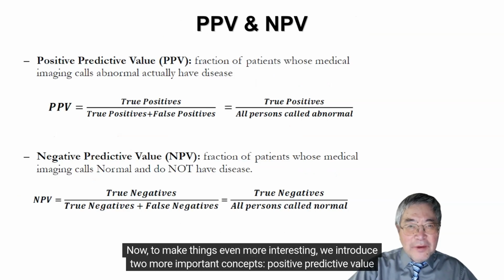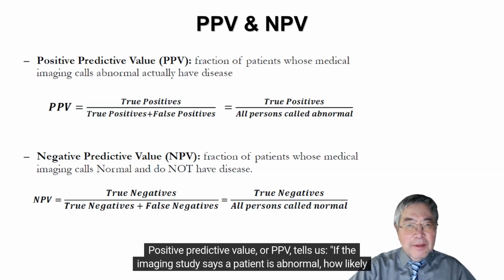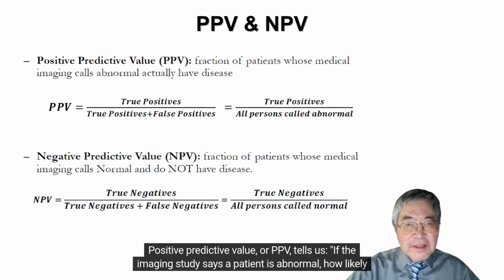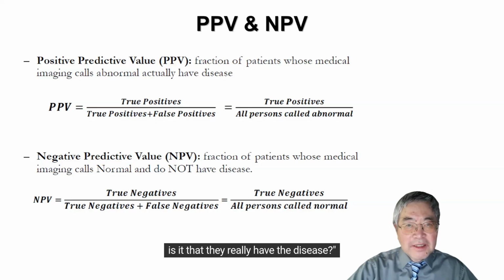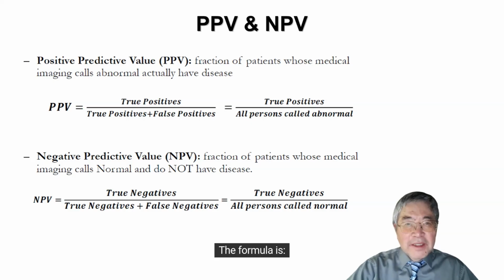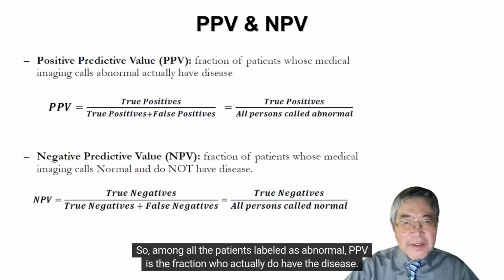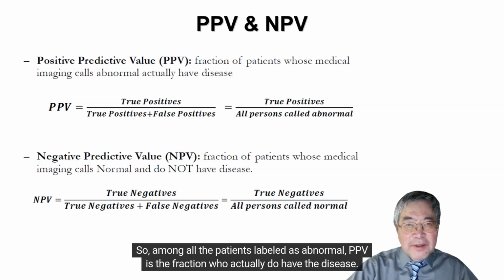Now, to make things even more interesting, we introduce two more important concepts: positive predictive value, PPV, and negative predictive value, NPV. Positive predictive value, or PPV, tells us if the imaging study says a patient is abnormal, how likely is it that they really have the disease? The formula is PPV equals true positives over true positives plus false positives. So among all the patients labeled as abnormal, PPV is the fraction who actually do have the disease.